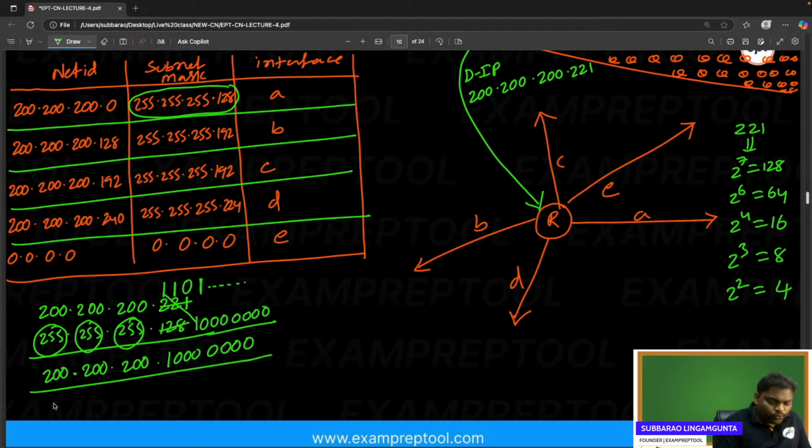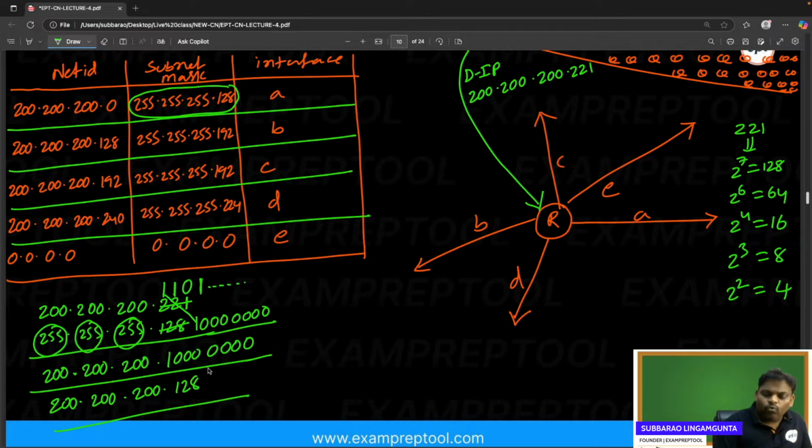So what I mean to say is, can you observe now? The destination IP, whatever I have, I took the destination IP in the first row subnet mask, whatever there, and I did the AND operation. When I did the AND operation, you know very well, subnet mask AND operation with IP, you will get the subnet ID.